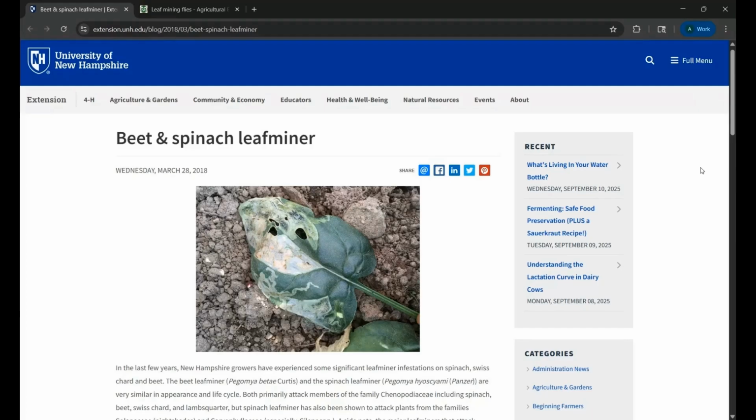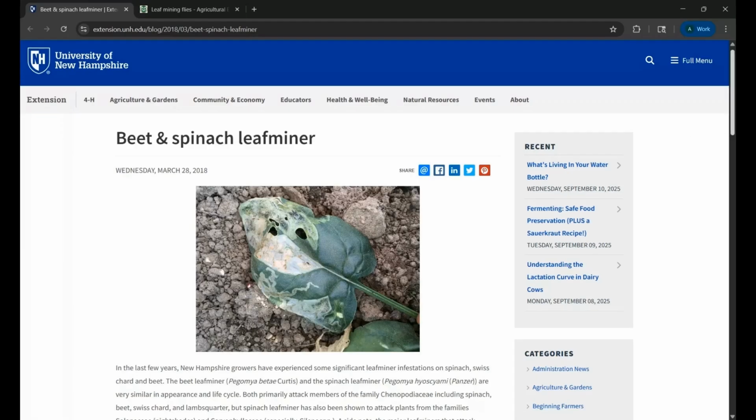beet and spinach leaf miner. Another content warning for those of you who don't like seeing maggots and flies and things like that. I have some cool pictures for you. So you see this kind of tunneling and things like this. This is quite a severe case of leaf miner injury, but each of these little white lines was a beet leaf miner maggot tunneling through, and they're actually tunneling through both sides of that leaf. So it's quite a narrow space they're going through.